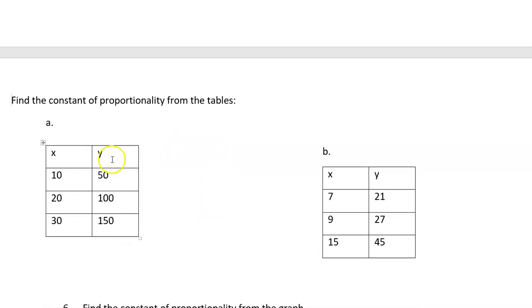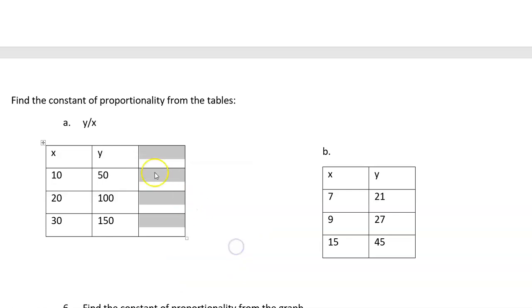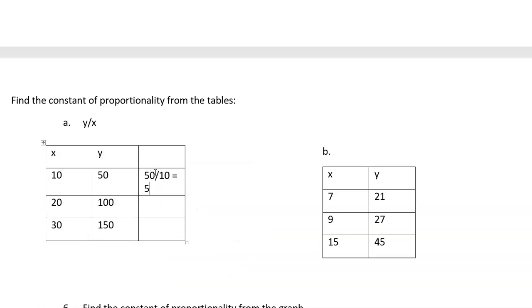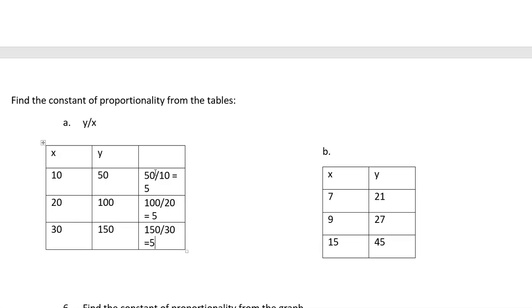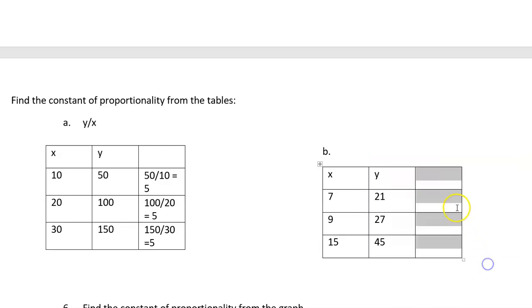Find the constant of proportionality from these tables. So the constant of proportionality is always equal to y divided by x. So we can do the same thing that we did up above, where we just take y divided by x. So 50 divided by 10 is 5. 100 divided by 20 is 5. 150 divided by 30 is 5. The constant of proportionality is 5.